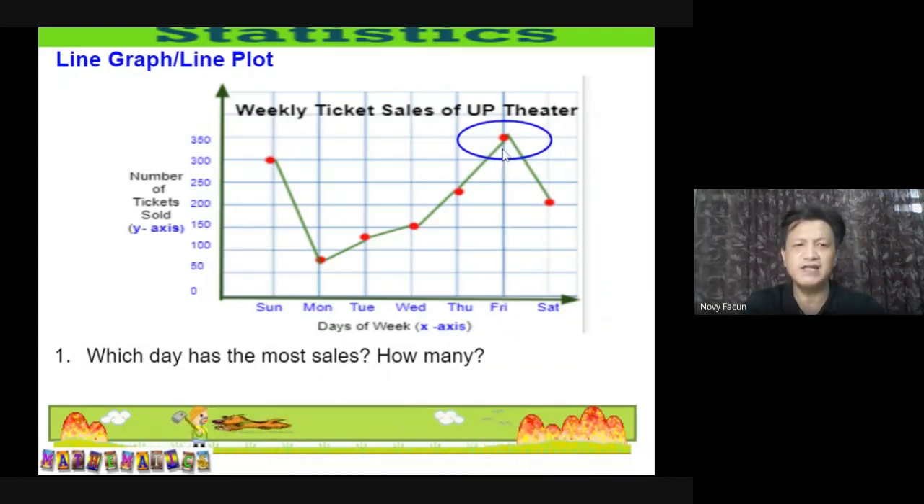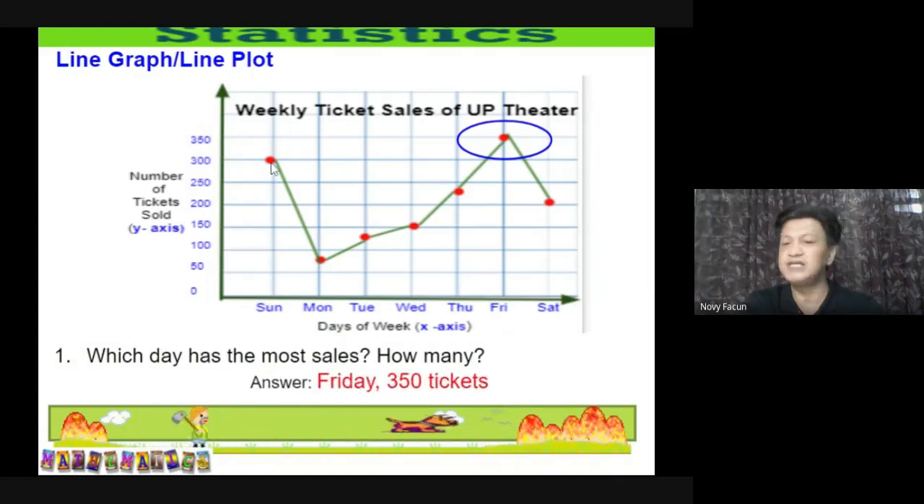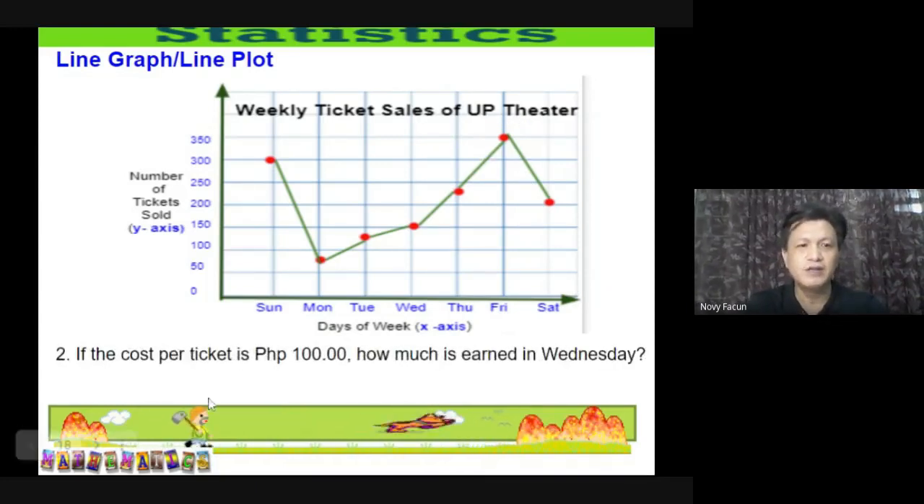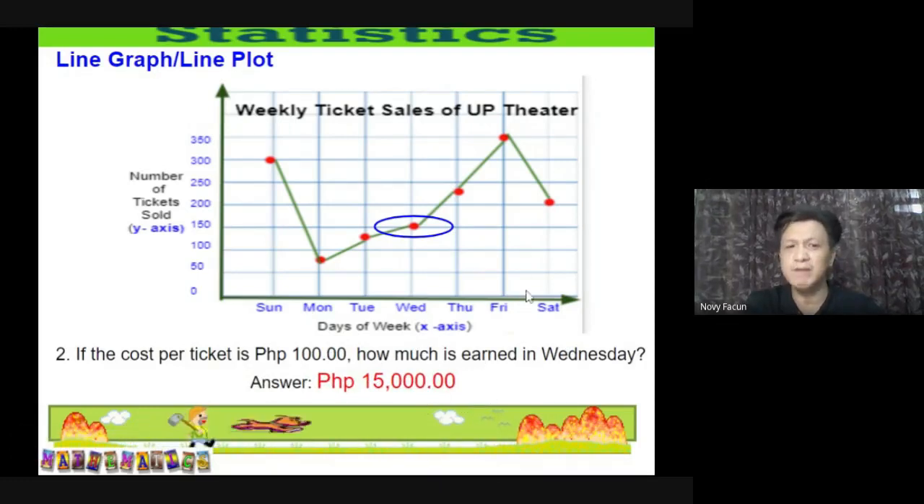How many tickets did they sell there? There are 350 tickets. That means that's the day with the most tickets sold. Next, number 2. If the cost per ticket is 100 pesos, how much is earned on Wednesday? This is Wednesday. If they sold 150 tickets and each costs 100, just multiply. 100 times 150 is 15,000 pesos. That's what they earned on that Wednesday.